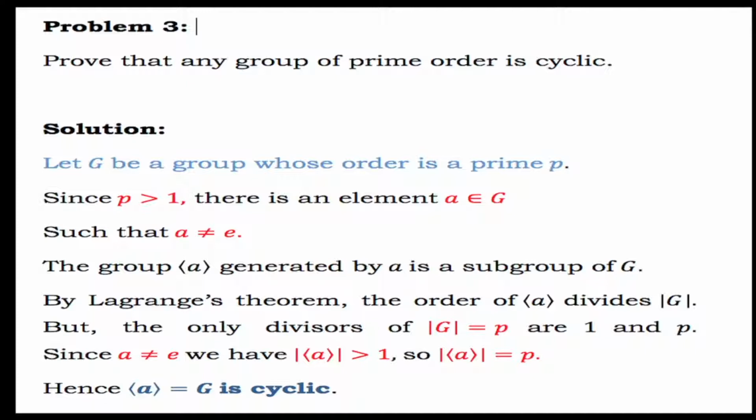So we are going to use Lagrange's theorem. We know that the order of a subgroup divides the order of the group. So the order of the group generated by a divides the order of G, but the only divisors of p are p and 1. Since a is not equal to e, 1 won't come, and therefore the order of the group generated by a will be greater than 1 and therefore equal to p. So from this we can say that the group generated by a, which is equal to G, is cyclic.